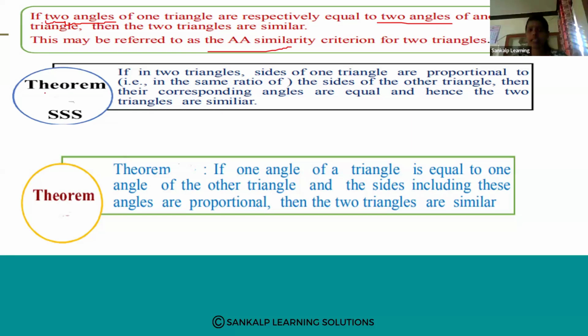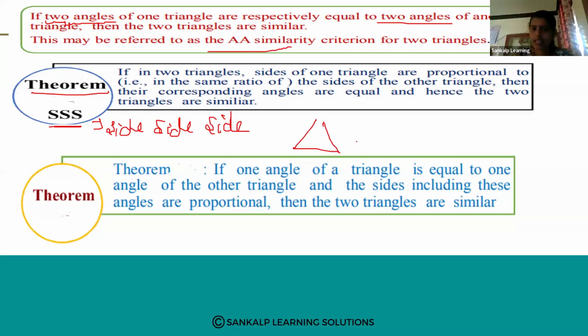The next theorem is SSS. SSS means what? Side property. If in two triangles, the sides of one triangle are proportional to the sides of the other triangle, that means here we are considering the sides of two triangles. If I consider one triangle and another triangle, we are going to consider the sides here. So the sides of two triangles are proportional, or in the same ratio.